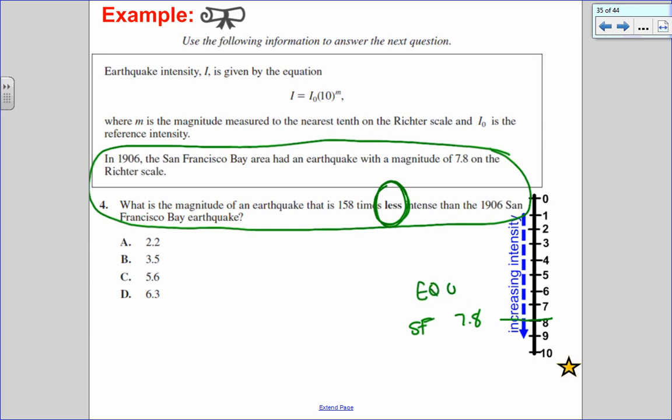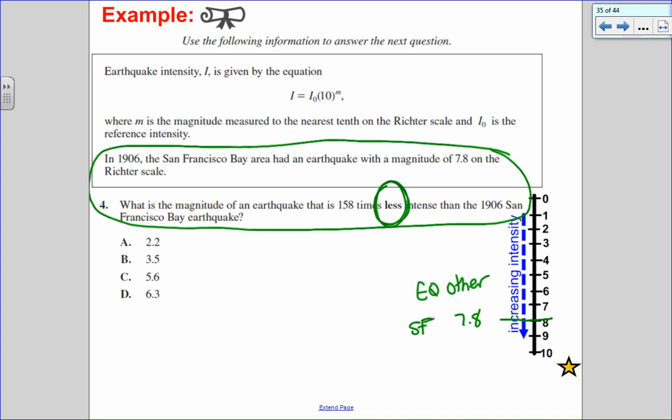I'm going to call it the other earthquake that was less intense. So since it's less intense, the intensity factor is not 158. It's less intense, so it's 1 over 158. So as I go up on the scale, I'm increasing by factors of 10. As I go down on the scale, I'm decreasing by factors of 10.